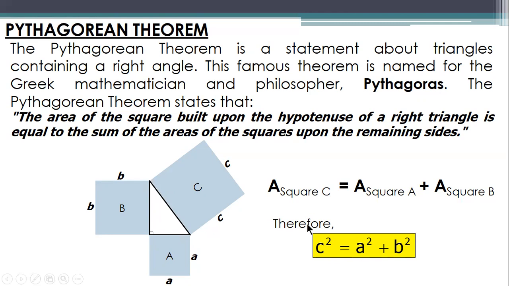But again, the question is, do you know how to derive this one? So we are going to prove that c squared is really equal to a squared plus b squared. Here's proof number one.